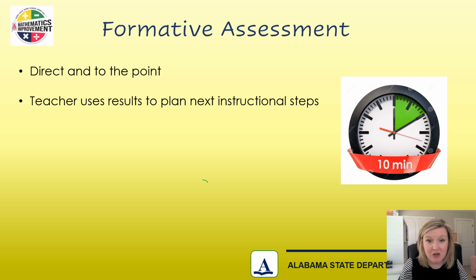After the math workshop, the teacher will provide students with a formative assessment. These assessments are direct and to the point. They may only consist of 1 or 2 problems so that the teacher can quickly analyze the state of their class regarding the learning target. The teacher will then use these results to plan the next instructional steps.